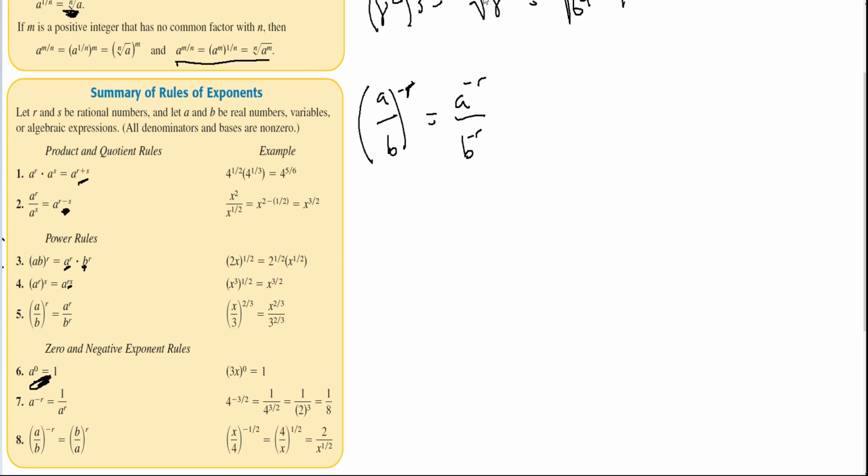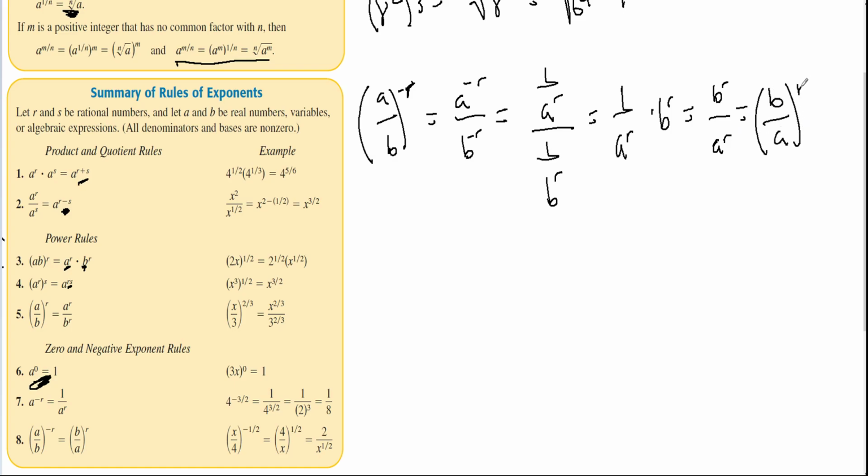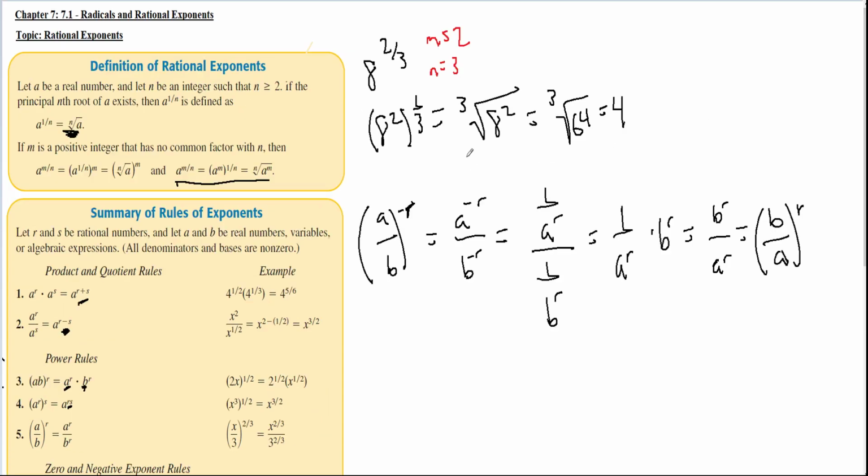And now I can use rule 7, where if I have some number raised to the negative power, I take the inverse of that to make it positive. So I have a fraction divided by a fraction, which will give me a raised to the r power times b raised to the r power, which is equal to b raised to the r power divided by a raised to the r power. And then I can just factor out my power. So I have a divided by b raised to the r power. Okay. So that's just a quick gloss over for the rules.